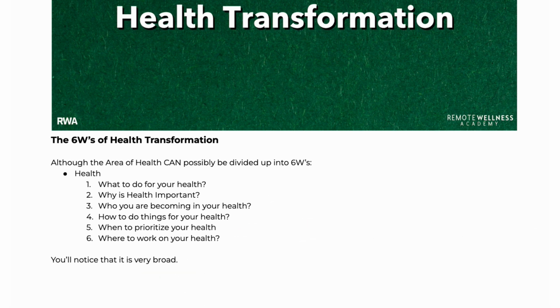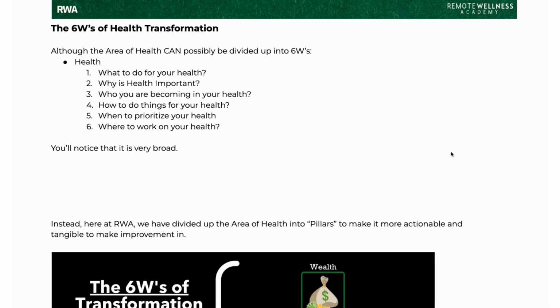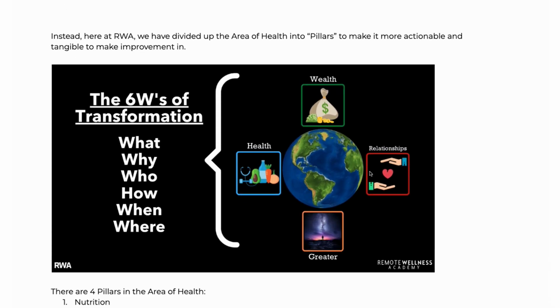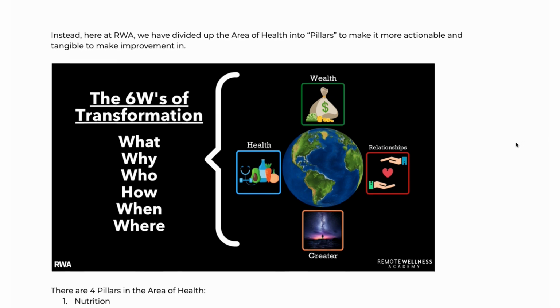And so instead, what we're going to be doing here at Remote Wellness Academy is that we're going to divide the area of health into what we call pillars. And what that's going to do is make it more actionable, and make it more tangible for us to be able to improve in our health, as well as to be able to help our students improve in their health as well.